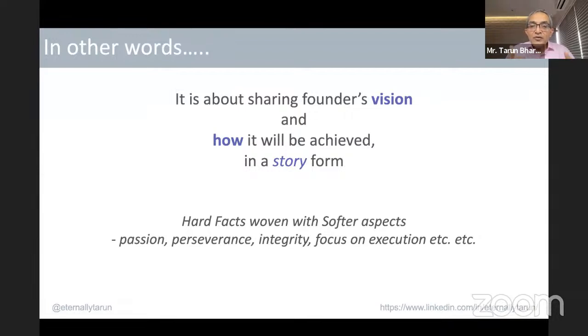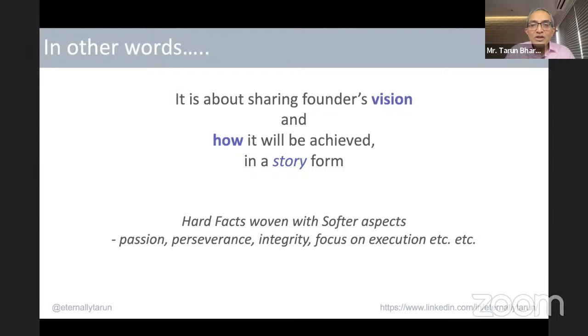So effectively what you do in a pitch, in a presentation, is that these are hard facts that you put, woven with softer aspects. What are these softer aspects all about? It is all about your emotions. It is about your passion. It is all about your perseverance, your own integrity, your focus on execution. Come what may, you will not throw in the towel. Come what may, you will always stand behind the startup, and make sure that you do everything and anything possible to make it a grand success.